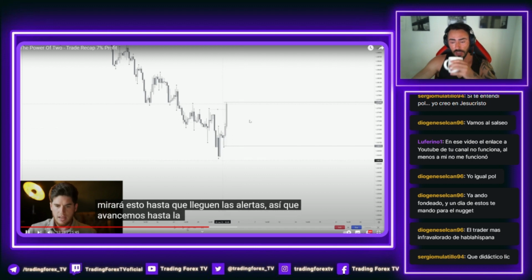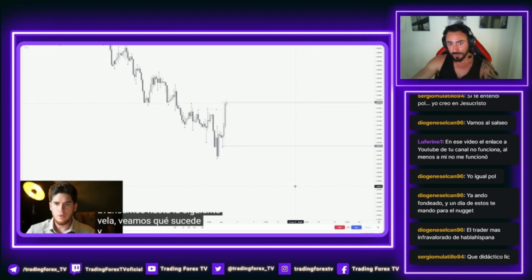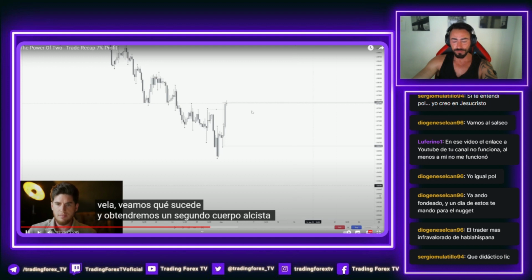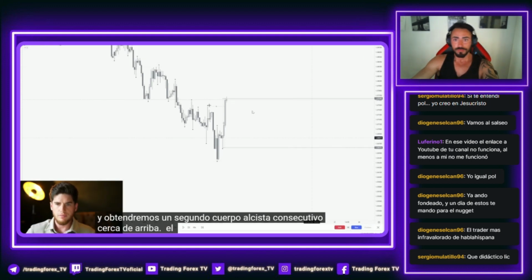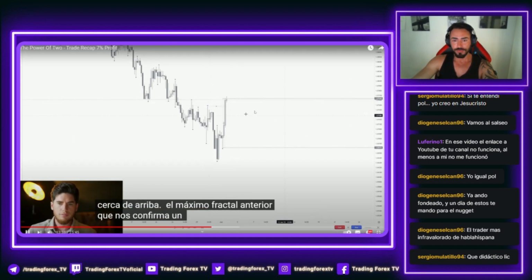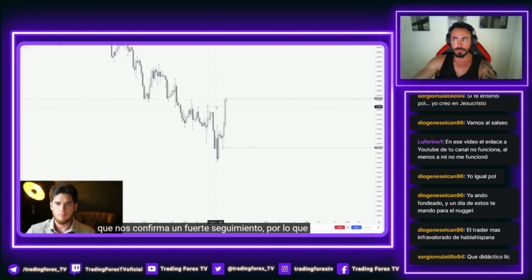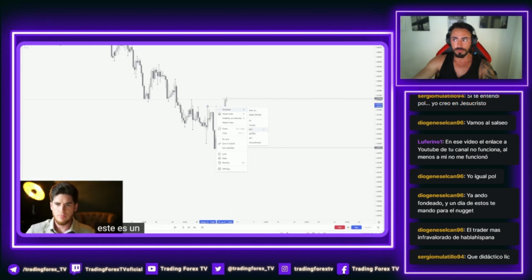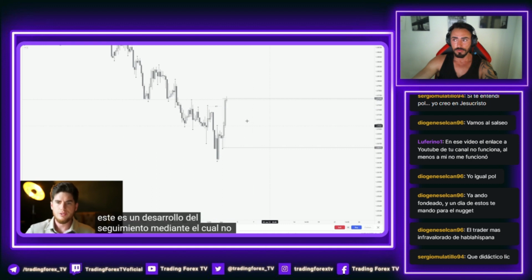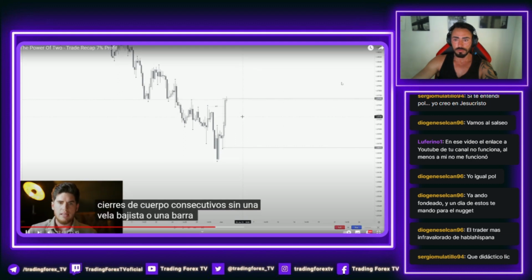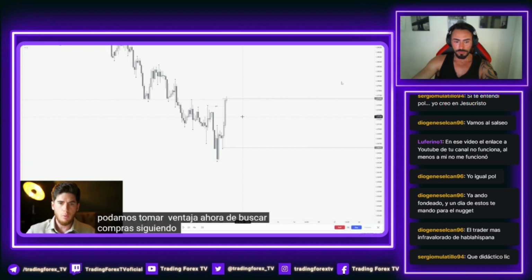So let's play that forward to the next candle, see what happens. And we get a second consecutive bullish body close above the previous fractal high, which confirms for us strong follow through. So this is a development of follow through whereby we do not get an initial wick close and we get 2 body closes consecutive without a bearish candle or an inside bar in between. So we can take advantage now of looking for buys, following that momentum, carrying that momentum to the upside without having to wait for price to trail back into discount.